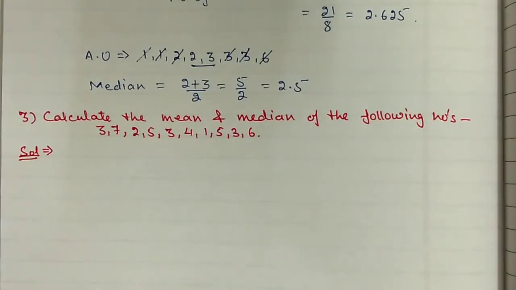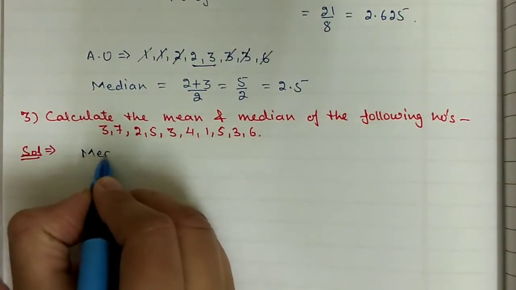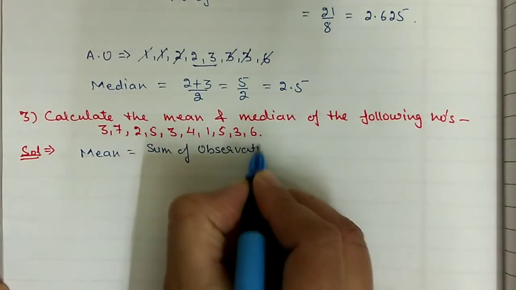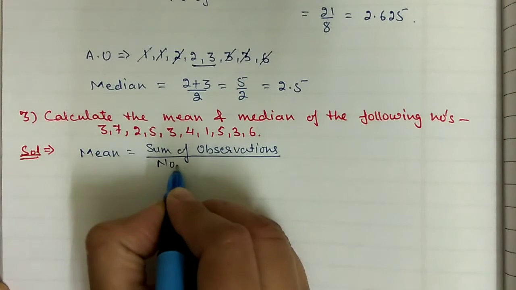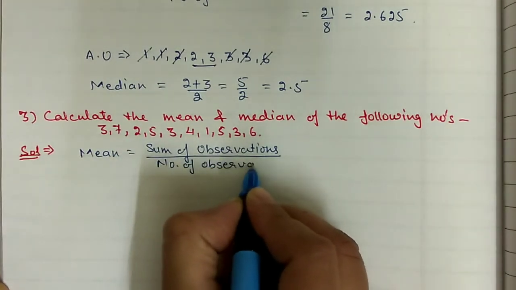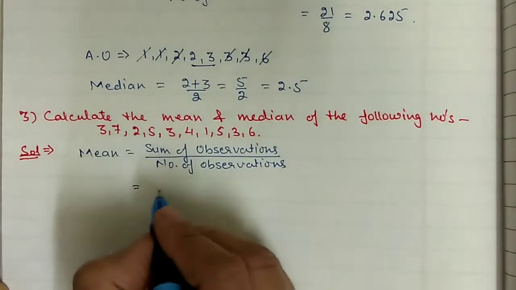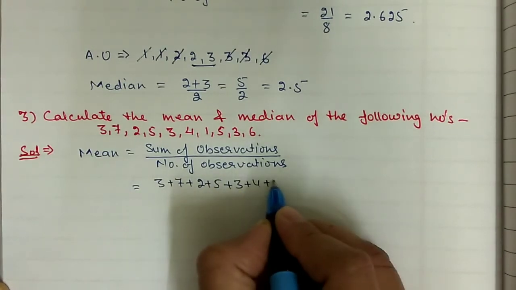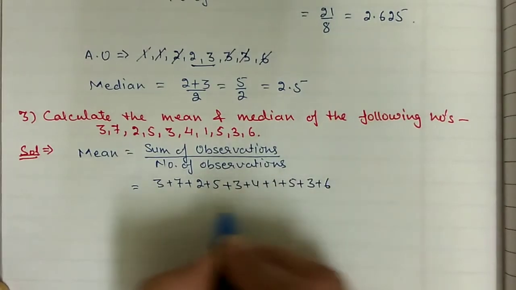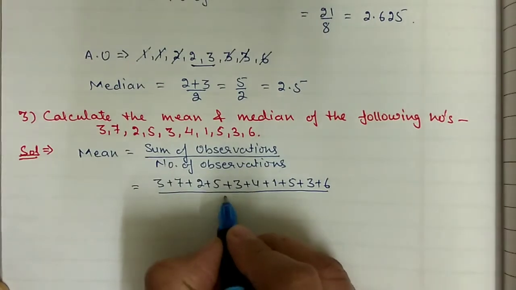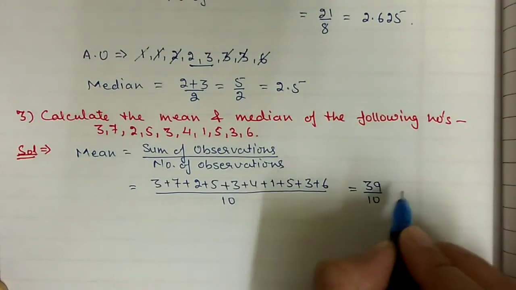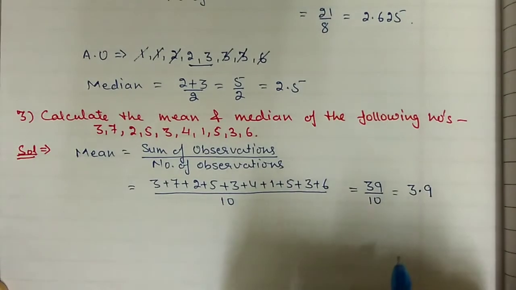Next, question number 3. Calculate the mean and median of the following numbers. So to find out the mean, we will use sum of observation divided by the number of observation. So we have 3 plus 7 plus 2 plus 5 plus 3 plus 4 plus 1 plus 5 plus 3 and 6, and total these numbers are 10. So we will divide it by 10. After addition we will get here 39 and divided by 10, and when we are dividing with 10 we will get 1 decimal. So answer is 3.9.